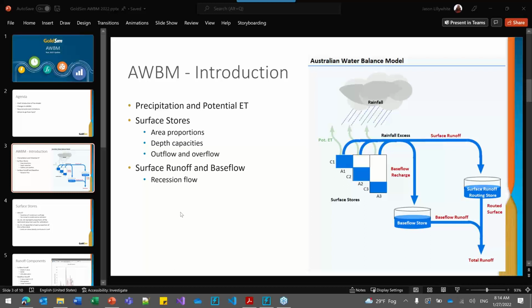We have three surface stores in the model, and they are proportioned by default with the A factor. It's set up currently with these three different A factors, and they are proportional factors, meaning they are intended to divide your catchment up into three areas, in which each of these three areas has a different capacity value: capacity C1, C2, and C3. And they are proportional factors, so each of the A values must add up to 1. It's just a way to divide your catchment area into three different proportions.